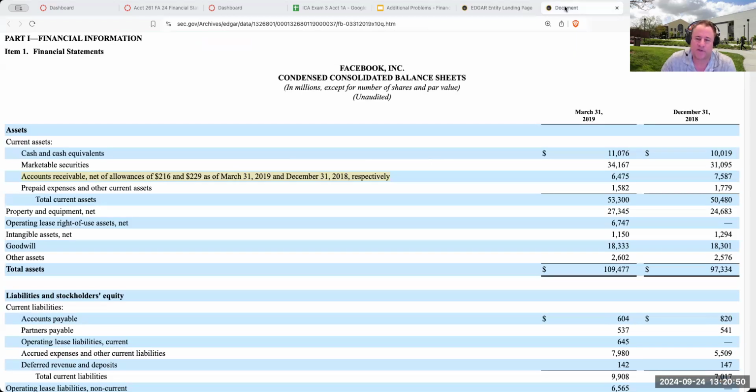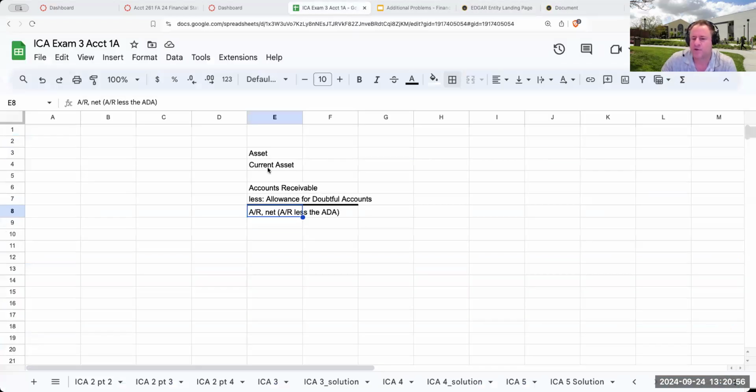But I think using this as an example, especially as we're beginning to learn financial accounting, is probably the better way to go. So this is really what we're doing: to the investor, what we're trying to show them is what we expect to collect.